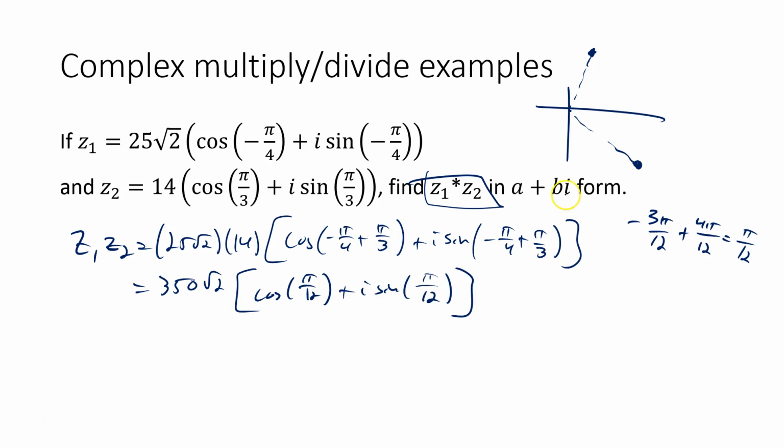So not great numbers, but they went in a plus bi form. We're going to have to grab a calculator to finish this one off. Let me get mine. So we're going to do cosine of pi over 12. So we have 350 root 2 times, I got cosine of pi over 12 is 0.9659, plus i times sine of pi over 12. Sine of pi over 12, I get 0.2588.